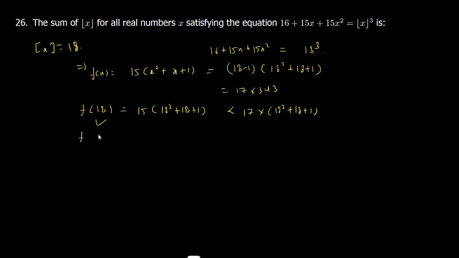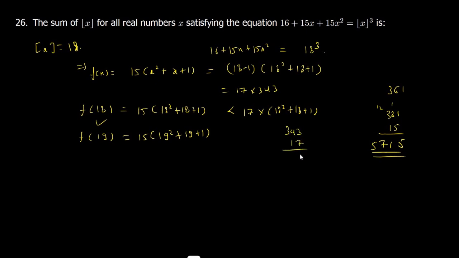So this satisfies. All we have to check is if f(19) is greater than this or not. If f(19) is not greater than this, then things won't be good. So f(19) will be 15 times 19 square plus 19 plus 1. 19 square is 361 plus 20 will be 381, times 15 will be 5715. While 343 times 17 will be 5831. So 5831, which is f of 19.